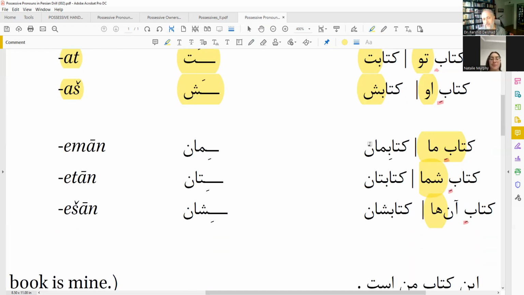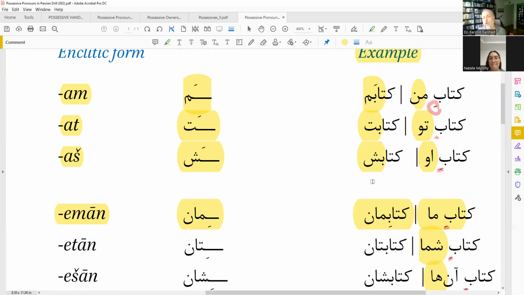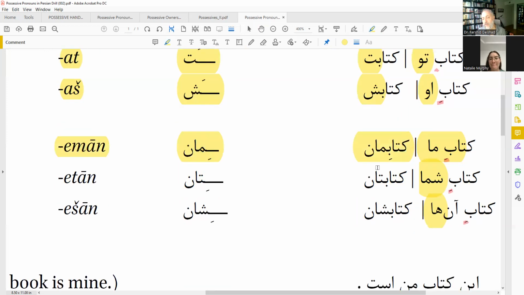And now let's go to the plural form. You see here, instead of ma, we have aman. So instead of saying ketab-e ma, I simply say ketabaman. The a reappears here in plural. In singular, we didn't have it. You see that? Ketabam, ketabat, ketabash, no genitive construction, but here the a comes back. Ketabaman, our book.